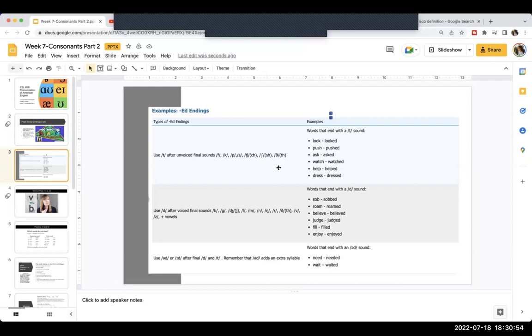The sound. And if you're not sure, you read the word without the ED. If your throat vibrates, then you add the D sound. If it doesn't vibrate, then you say the T sound. Okay? So the D is everything else except D and T.